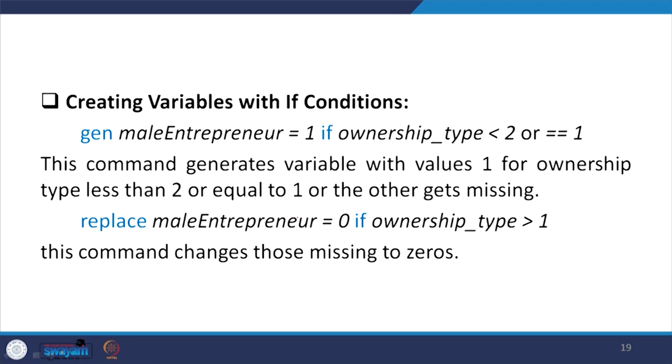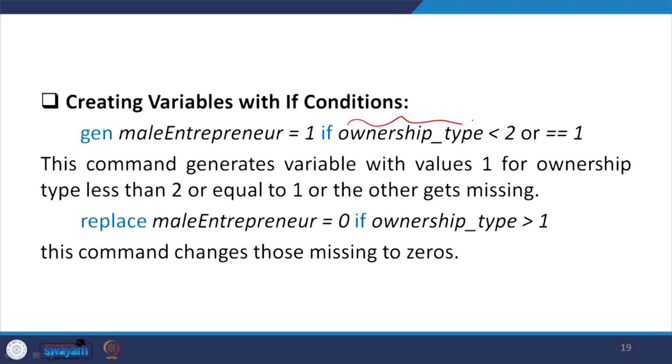That is, if it is male entrepreneur with one, if the ownership is male entrepreneurs, we know that it is with the code one, and in the original variable we know that it is less than two. So either you enter the command as less than two, or you enter the command ownership type double equal to one, and it will give you a new variable, male entrepreneur with one as the entry. Similarly, you can generate a variable with value one for ownership type less than two.